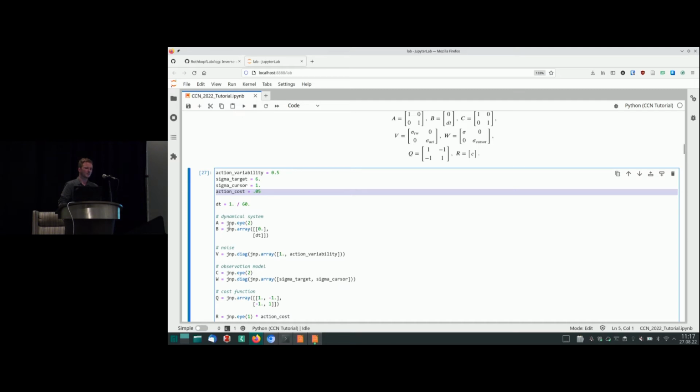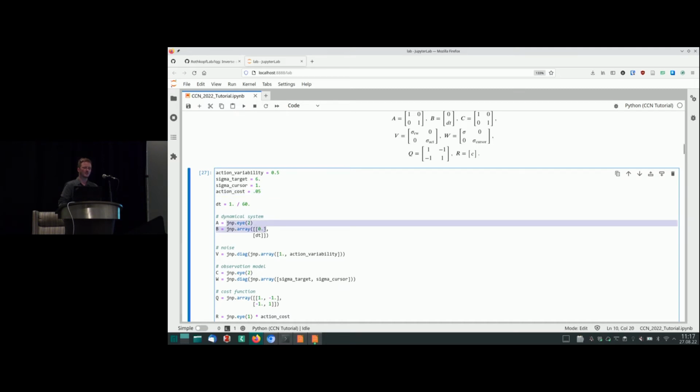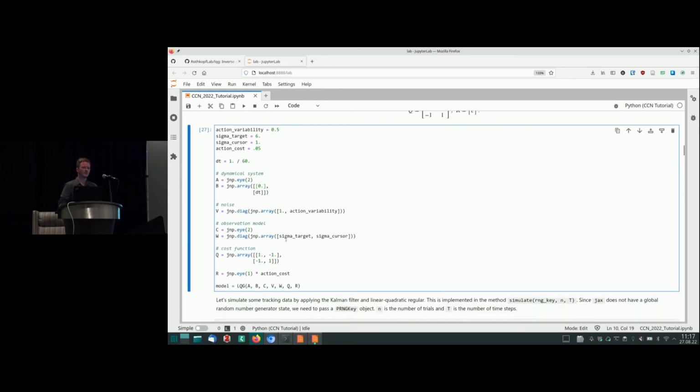So the A matrix was just like the identity matrix in this case, right? The B matrix was this matrix where we say we can't control the position of the target, but we can actually control the position of the cursor. And now you can define this V matrix for the noise. This is just the standard deviation of the random walk, and we set this to 1. And here you have the variability of the actions.